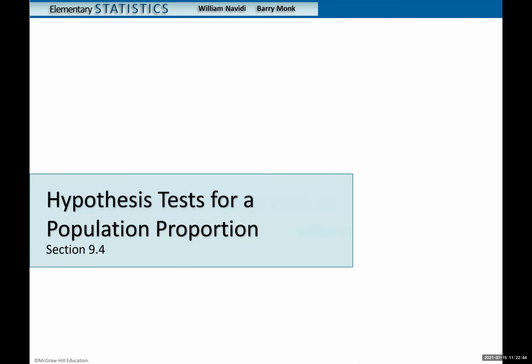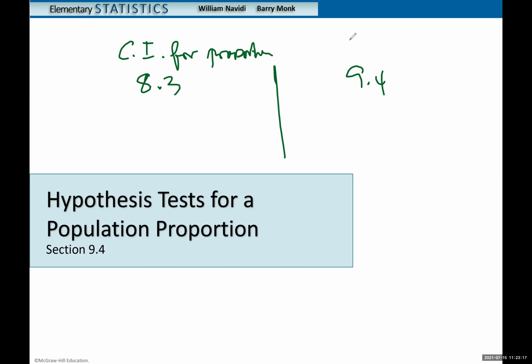So let's proceed to 9.4 and use the p-value method. Okay, section 9.4, hypothesis test for population proportion. This is very similar to 8.3 for confidence interval, if you remember 8.3. This is 9.4. This is confidence interval for proportion. This is hypothesis testing for proportion.